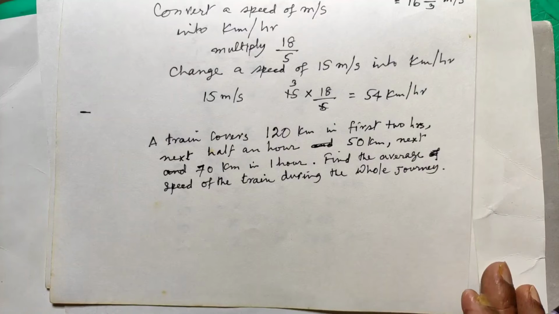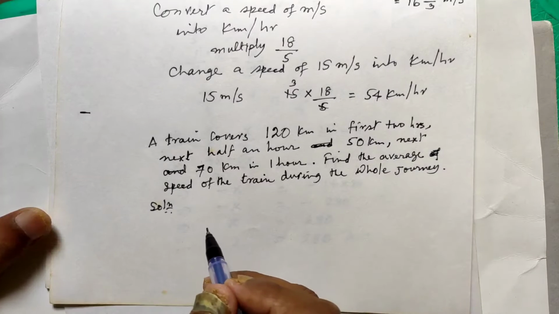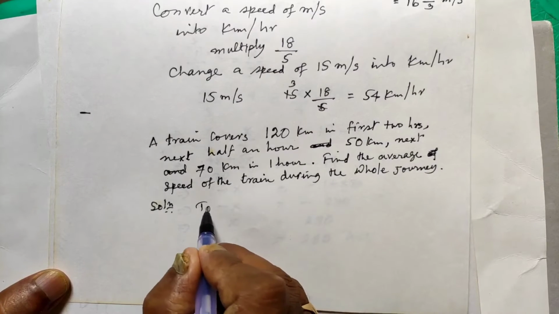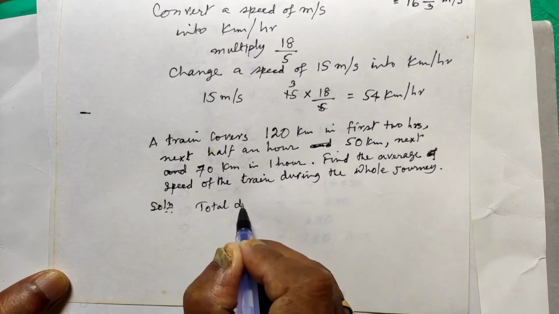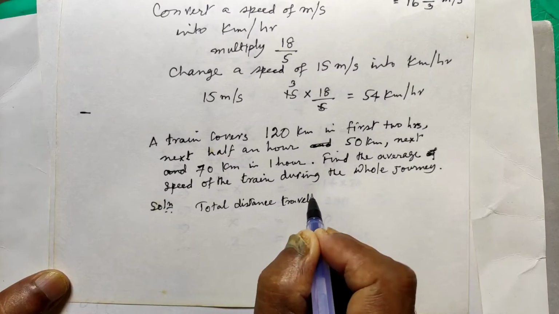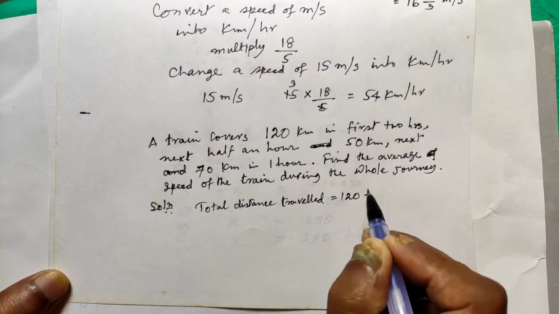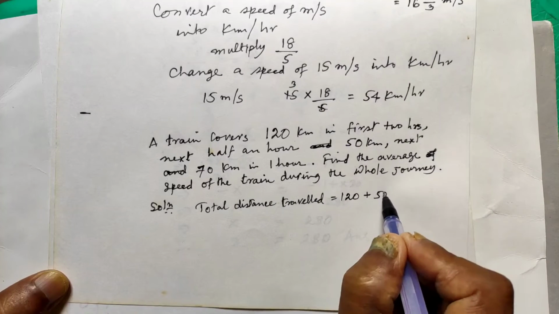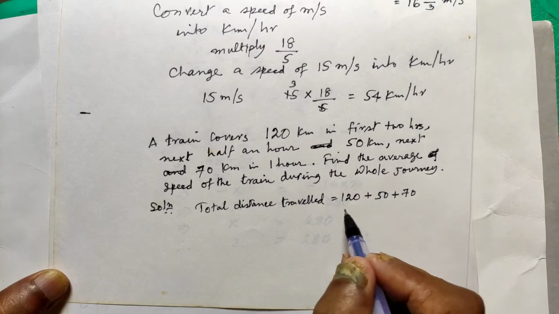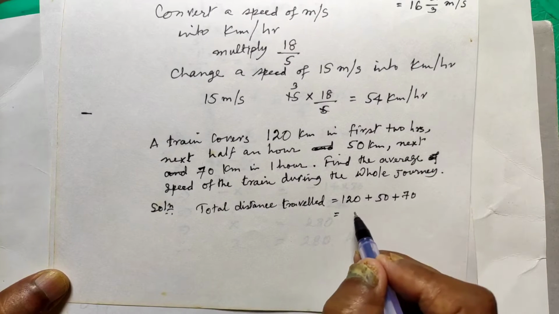Okay. So, let us do the sum. Here we will definitely apply the formula, but before that something you have to do. First of all, you have to know the total distance traveled. What is the total distance? 120 kilometer plus 50 kilometer plus 70 kilometer, right? So, 50 and 70 is 120, so the total is 240.